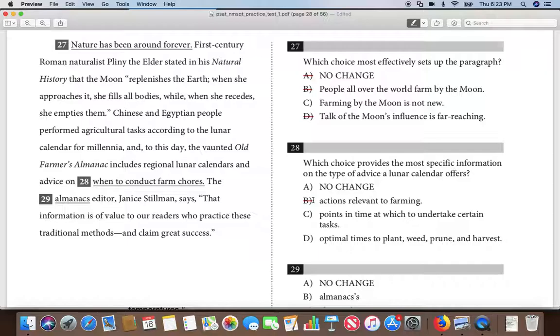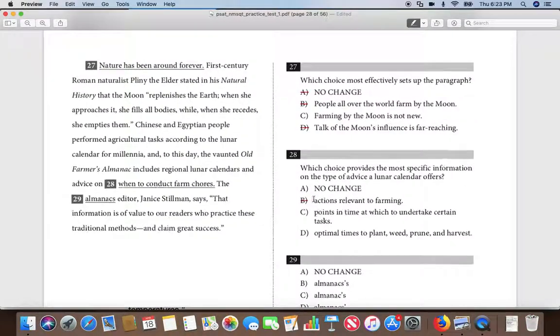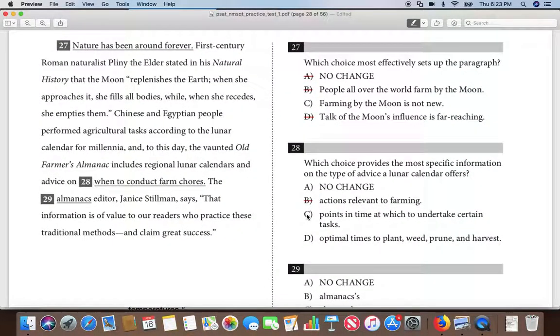Yes. All right, let's read C and then we'll compare it to A. Okay, points in time at which to undertake certain tasks. Does that provide specific information on the type of advice a lunar calendar offers? Not specific at all. It's saying certain tasks instead of farm chores. That's awful. And points in time in general doesn't tell you exactly when or what. It's very vague. A is better than C. I would eliminate C.